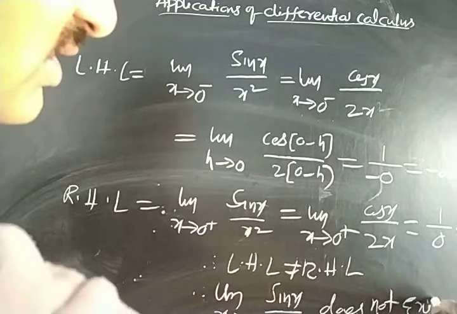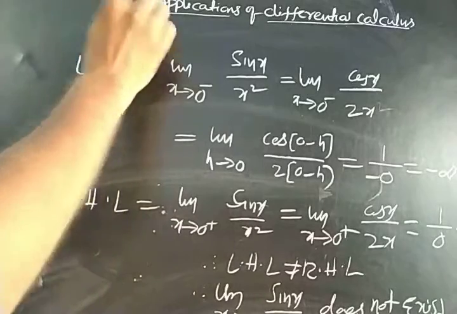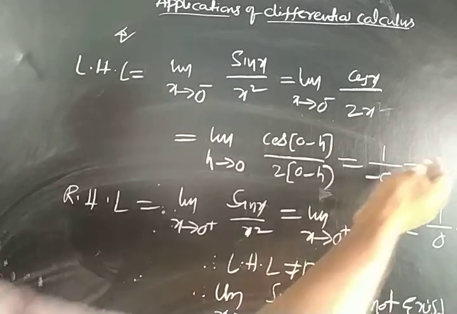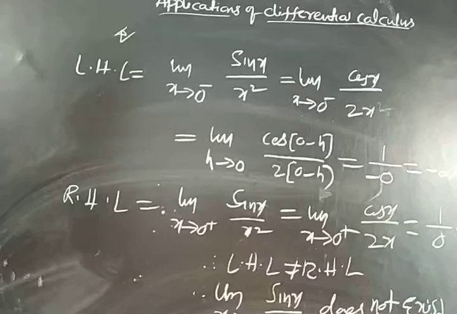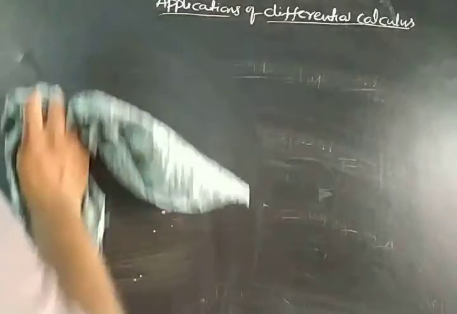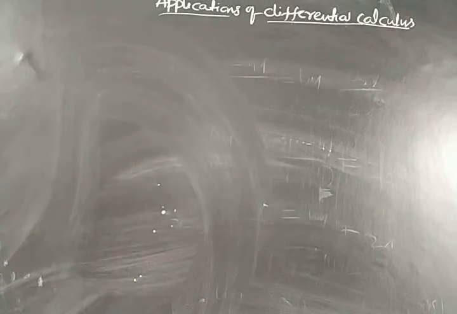Okay, this problem is important. When you are getting infinity, at that time you have to check the left hand limit and right hand limit. If both are tending to infinity, then you can write the limit is equal to infinity. But here the left hand limit is tending to negative infinity, the right hand limit is tending to plus infinity. So the limit does not exist for that function.